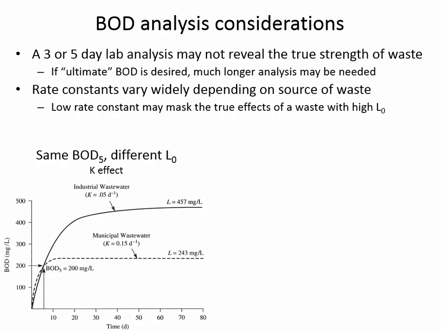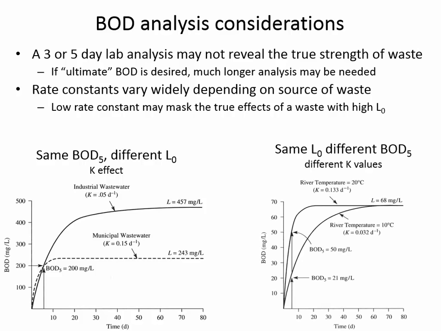It eventually gets all the way to 457. So, if the industrial wastewater has so much more BOD, then why was it that it looked like they had the same demand? And the reason why is the rate constant, the K value. The municipal wastewater was achieving its ultimate BOD much more quickly, because the energy source was easier to utilize, like it was a simpler carbohydrate, compared to the industrial wastewater. The bacteria can't break it down as quickly, and that's why the K value is lower in the case of the industrial wastewater.